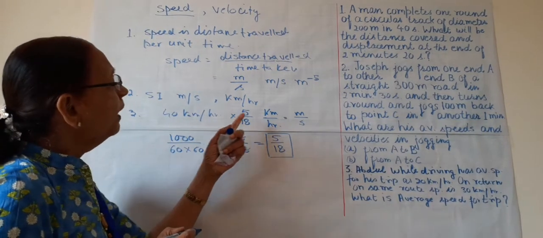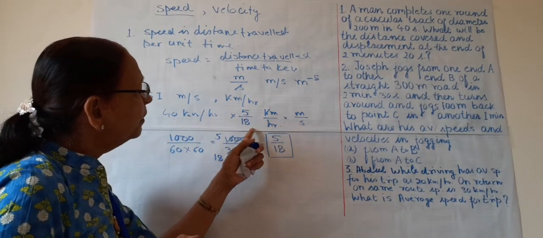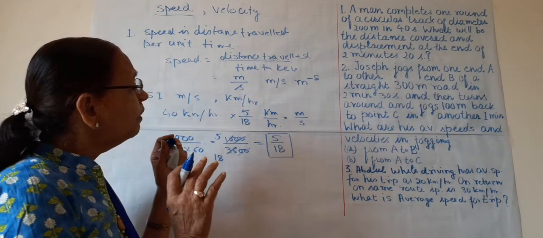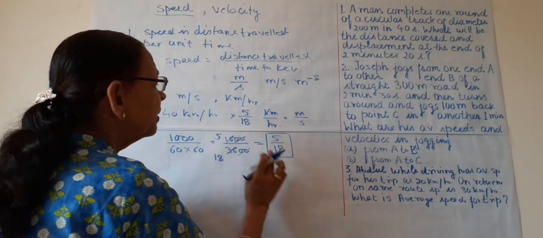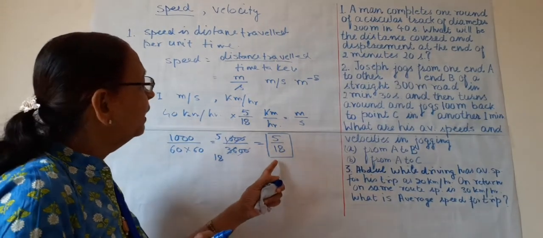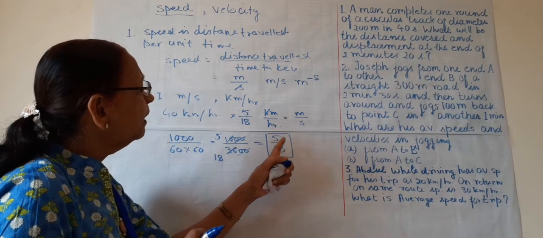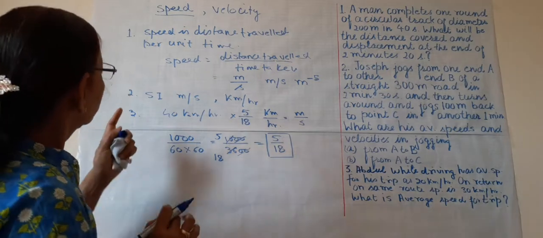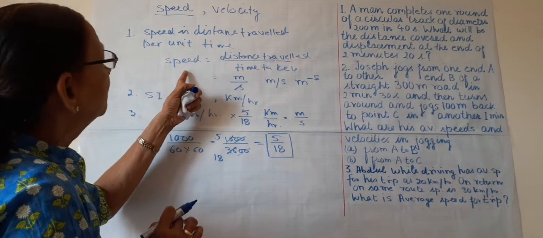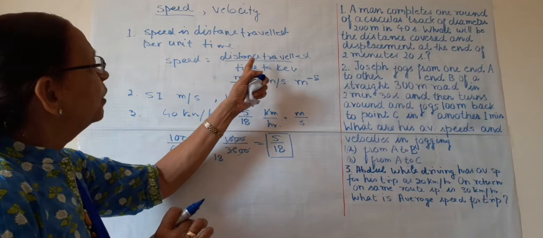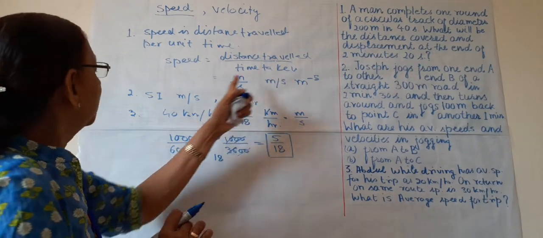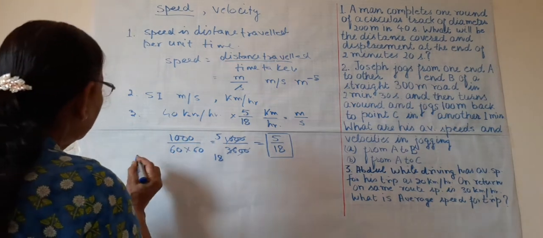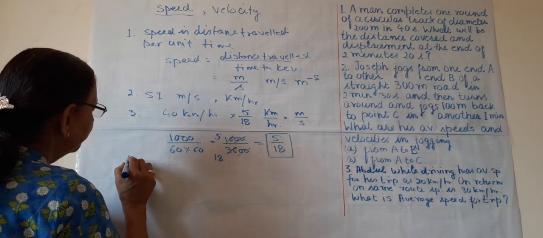If you multiply kilometer per hour with 5 upon 18, we will get meter per second. No need of long calculation. Just remember this fraction 5 upon 18 and kilometer per hour can be converted to meter per second. So we have now 2 points. The formula is speed is equal to distance travelled upon time taken. The SI unit is this. The conversion is this.